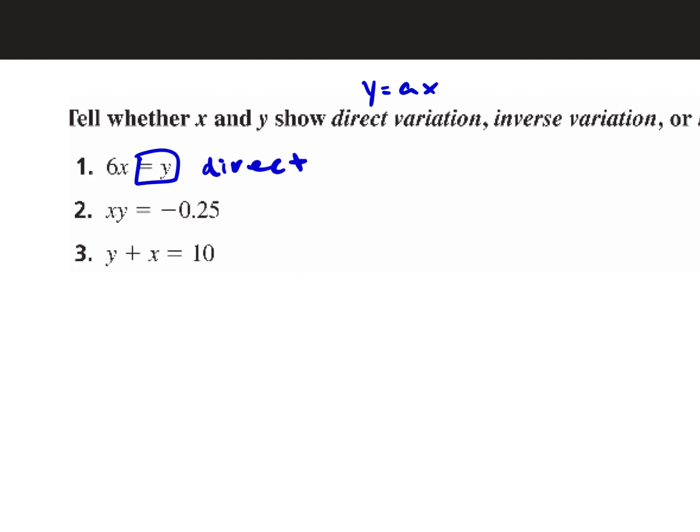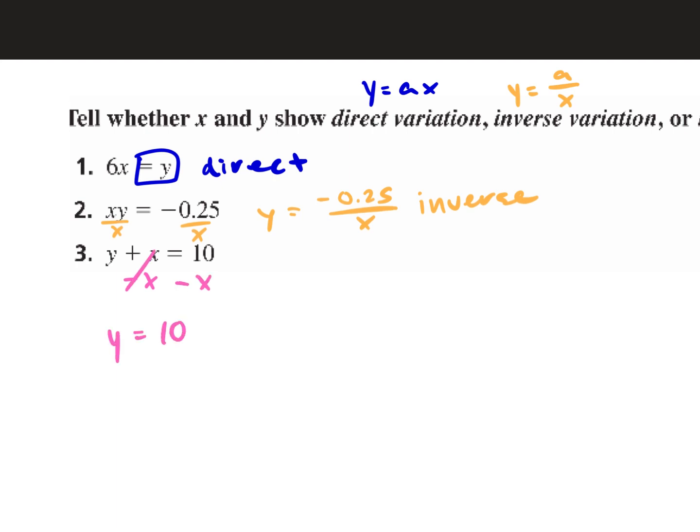For 2, how would I get the y all by itself? Divide by x. So y is equal to negative 0.25 over x. Inverse, because we're dividing by x here. Our inverse formula is y is equal to a over x. So this would be inverse. And then for 3, how do I get the y all by itself? Subtract the x. So y is equal to 10 minus x. What do you think? Neither. Because here we're not multiplying the x, we're not dividing the x, we're subtracting it. So it'd be neither.